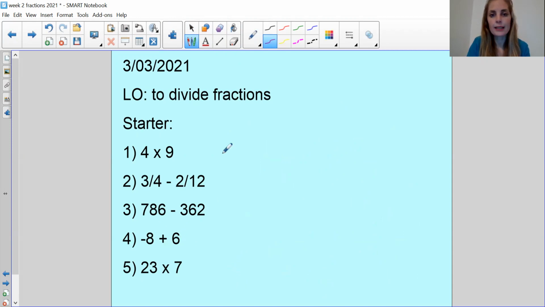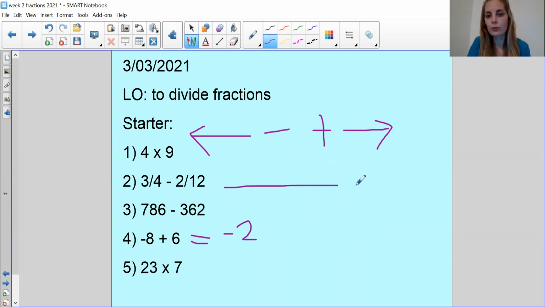Now we get to our negative numbers. Minus 8 plus 6. Remember, whenever we are adding, we are moving on the number line to the right, and when we are subtracting, we move to the left. So minus 8 plus 6 is going to be minus 2, negative 2.